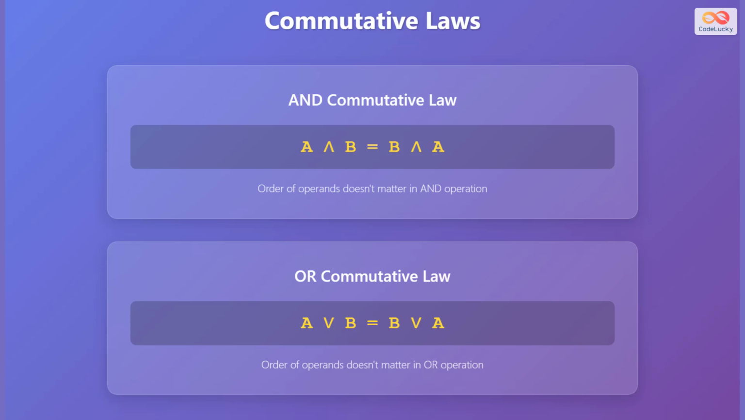Now, let's move on to the basic laws of Boolean algebra, starting with the commutative laws. The commutative laws dictate that the order of operands does not affect the result of the operation. For the AND commutative law, A and B is equal to B and A. For the OR commutative law, A or B is equal to B or A. So, it does not matter which order the variables are written.